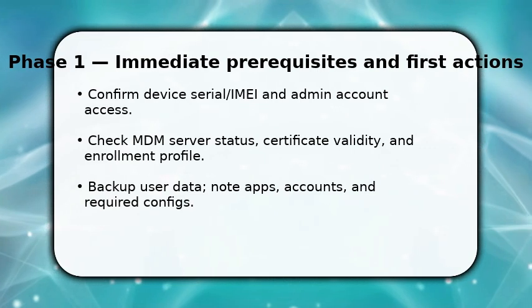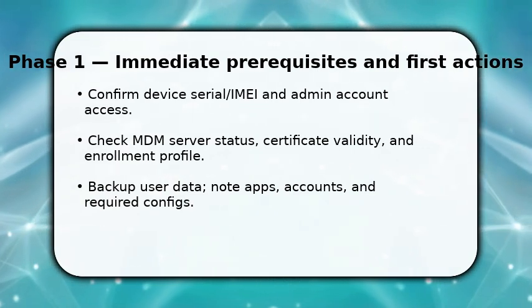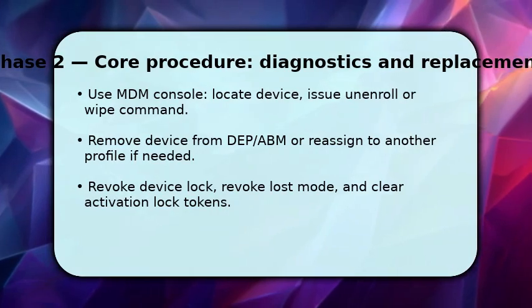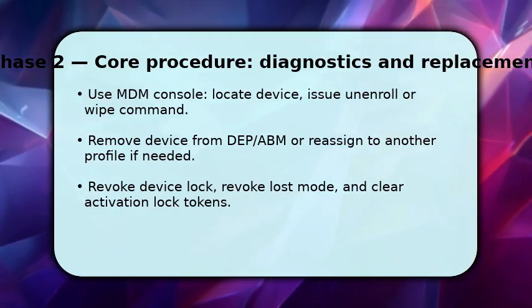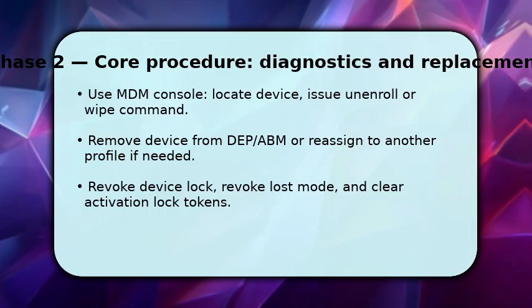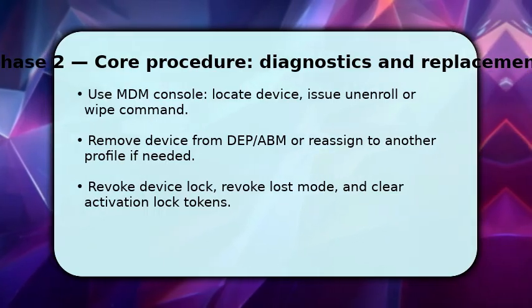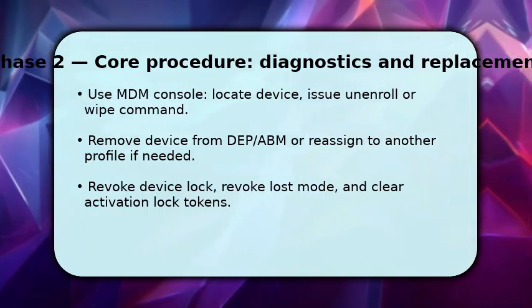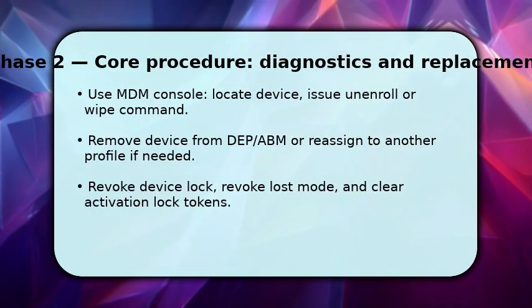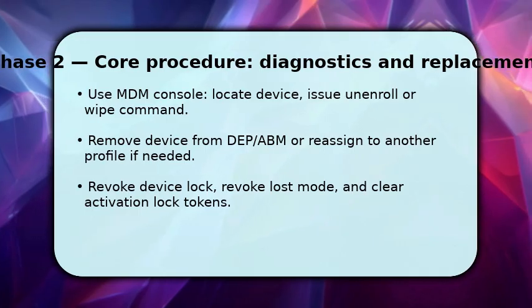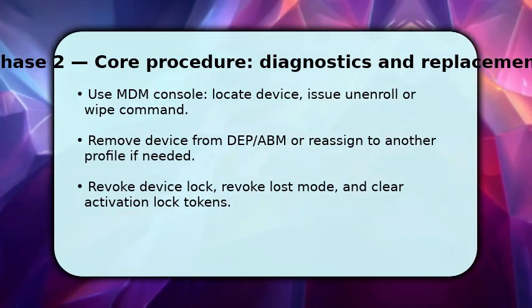You now unenroll the device via the MDM console. Locate the device, then issue an unenroll or full wipe command and watch job status. If the device is tied to DEP/ABM, remove or reassign it to release factory reset restrictions. Once commands complete, revoke lost mode and clear activation lock tokens. These blocks prevent factory reset.